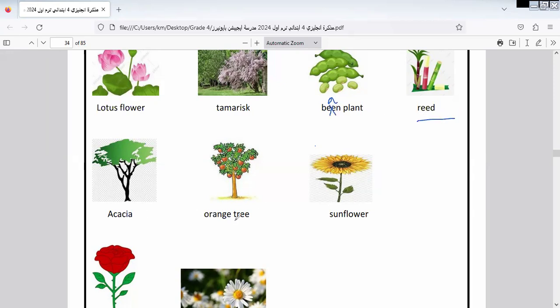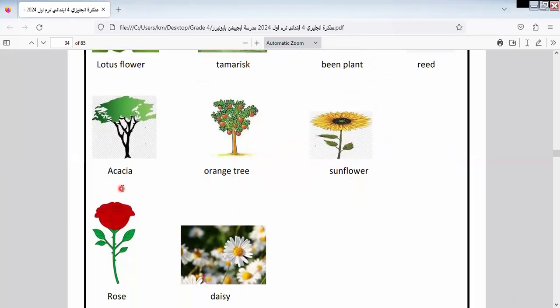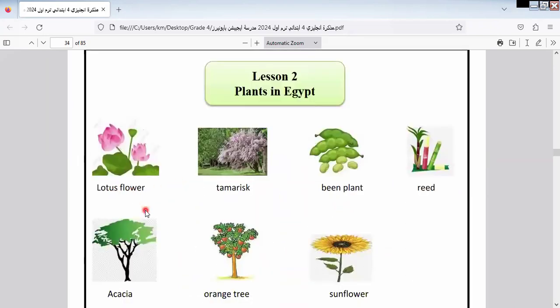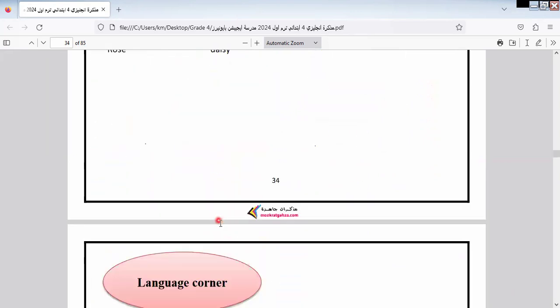We have acacia, orange, sunflower. Here sunflower, orange tree, acacia, rose, daisy. Let's read it again to note. Lotus flower, tamarisk, bean plant, reed, acacia, orange tree, sunflower, rose, and daisy.